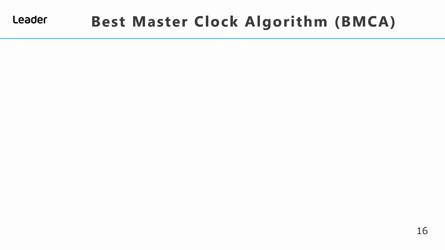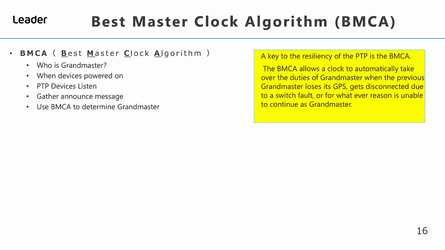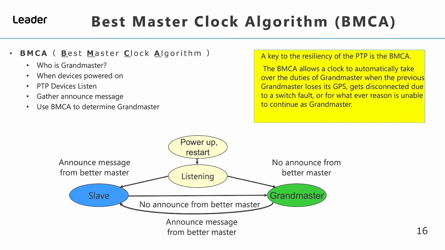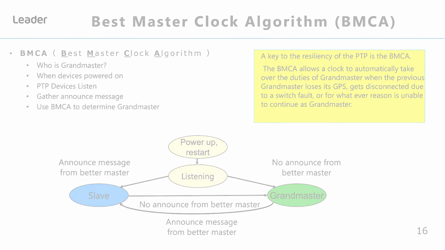So now let's take a look at the best master clock algorithm. A key to the resilience of the PTP network is the best master clock algorithm. The BMCA allows a clock to automatically take over the duties of a grandmaster when the previous grandmaster loses its GPS, gets disconnected due to a switch fault, or for whatever reason is unable to continue as a grandmaster.